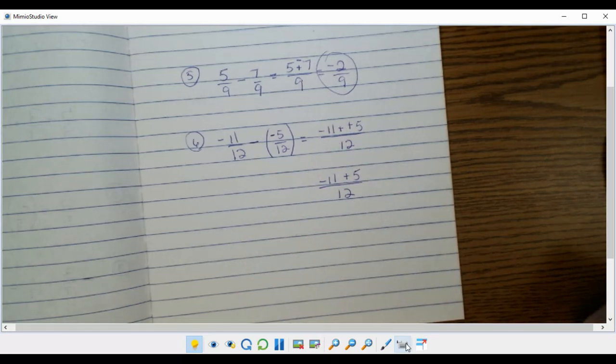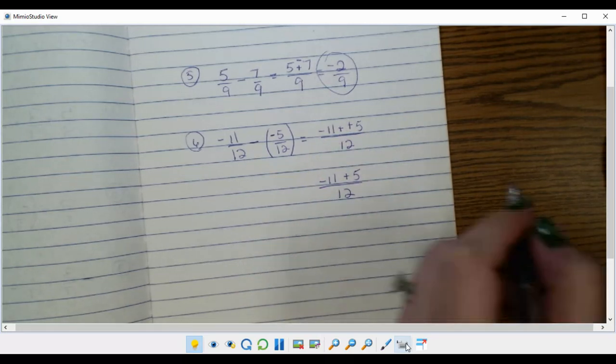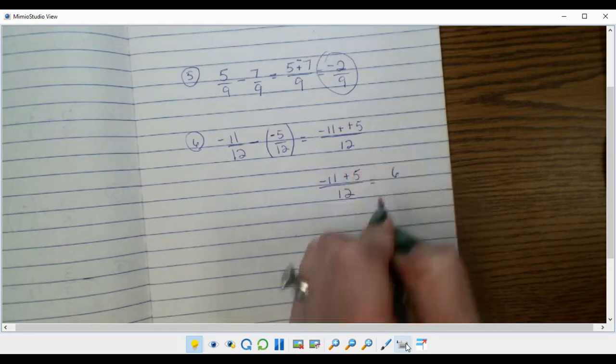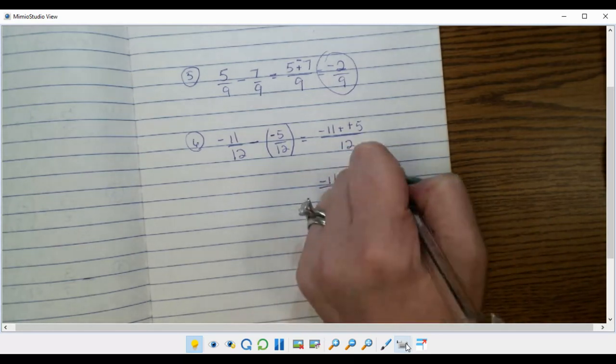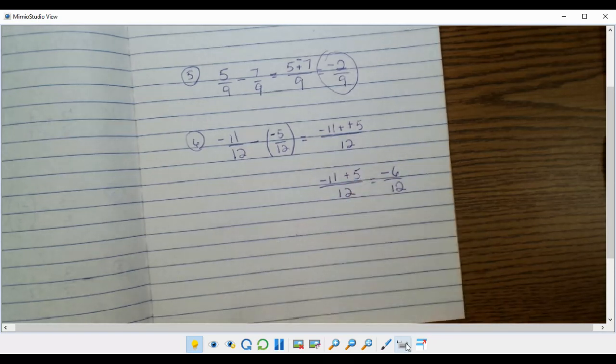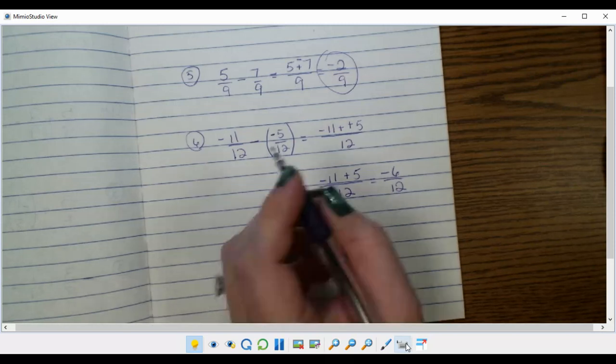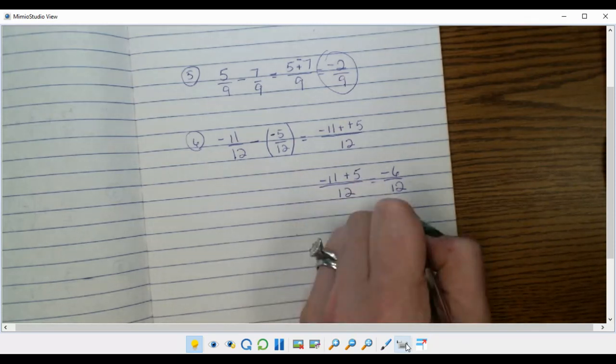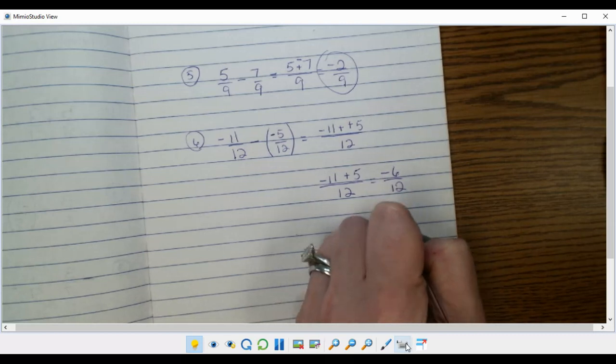I'm adding. I have different signs, so I really end up subtracting. 11 minus 5 is 6. The bigger pile was negative, and then I have a denominator. Again, please don't leave it like that. You know that can be simplified, and we always want our fractions to be as easy to work with as we can. So 6/12 is really 1/2 with a negative sign.